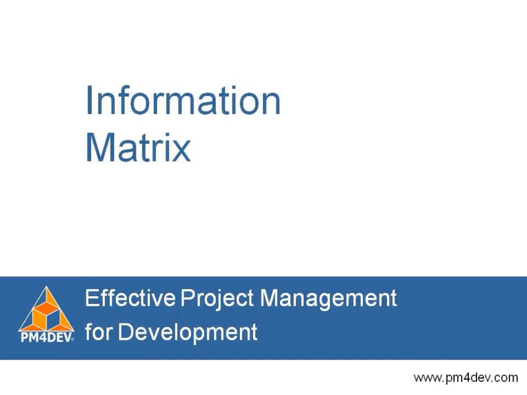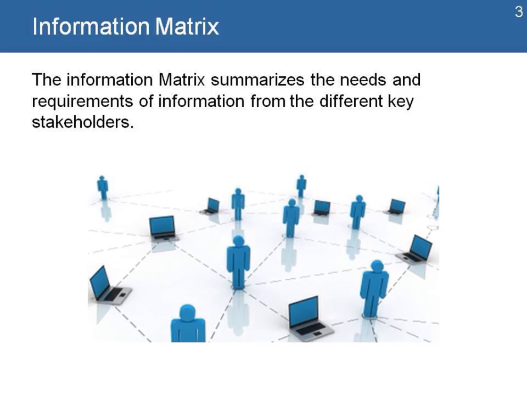This is a presentation on information matrix. The information matrix summarizes the needs and requirements on information from different key stakeholders. In the project, we may have different stakeholders. Each one of them may have a different need of information from the project so that they can take a very informative decision on the project and the actions that they need to support it.